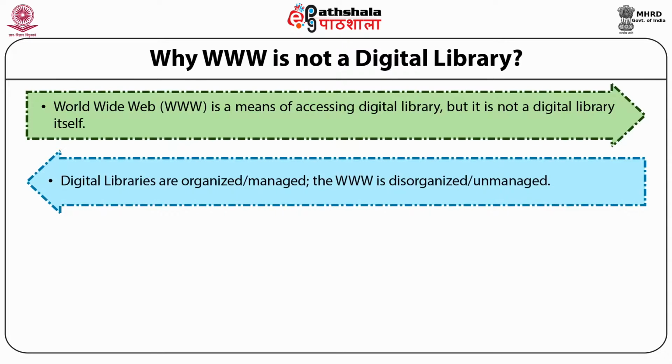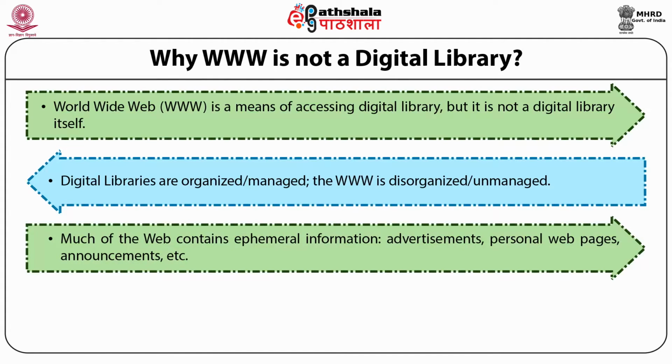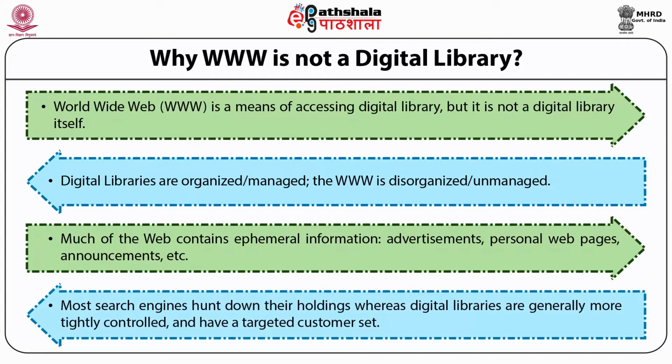Digital libraries are organized and managed collections of resources. On the contrary, the World Wide Web is disorganized and unmanaged. Much of the web contains ephemeral information, advertisements, personal web pages, announcements, etc. Most search engines hunt down their holdings from different websites across the globe, whereas digital libraries are generally more tightly controlled and have a targeted customer set.